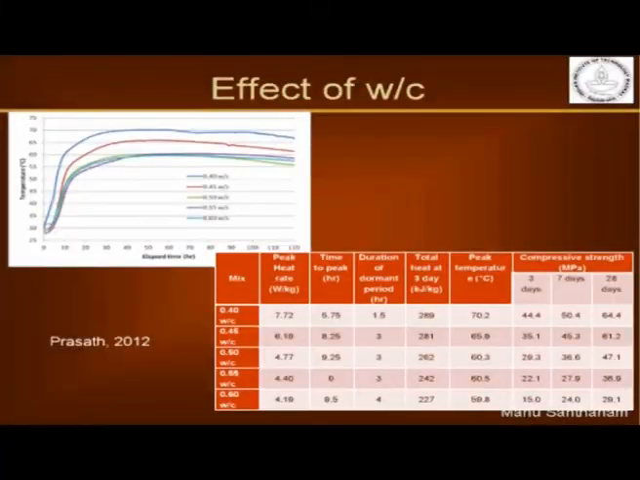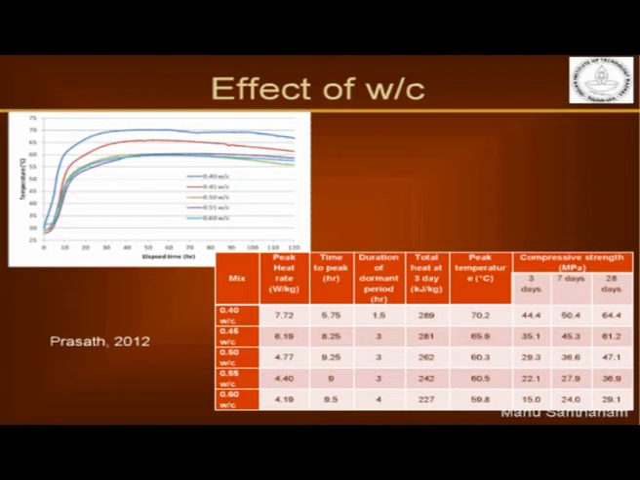I want to move on to the next point to show you how the water to cement ratio actually affects the rate of heat evolved in the system. In this case, I'm just showing you a very basic diagram here on the top left, which is basically the rise in temperature inside the adiabatic calorimeter that we had developed with respect to the time that has elapsed, and this has been plotted for 5 different water to cement ratios.